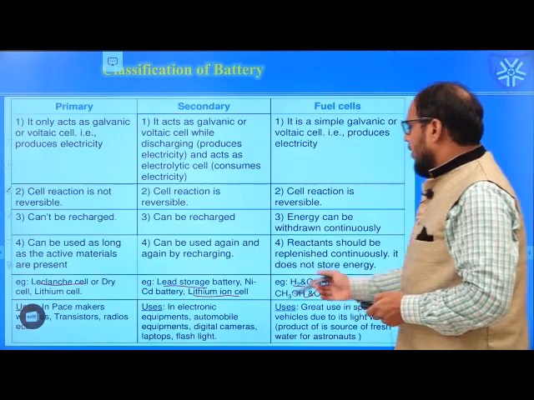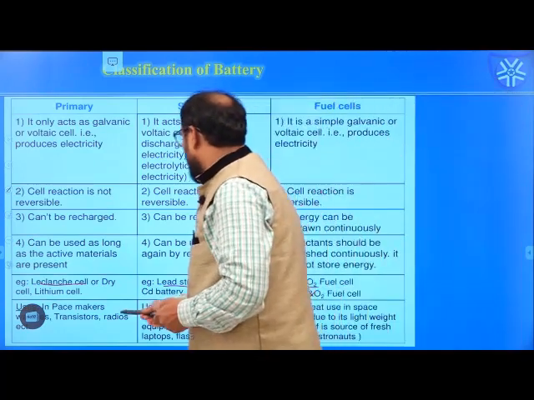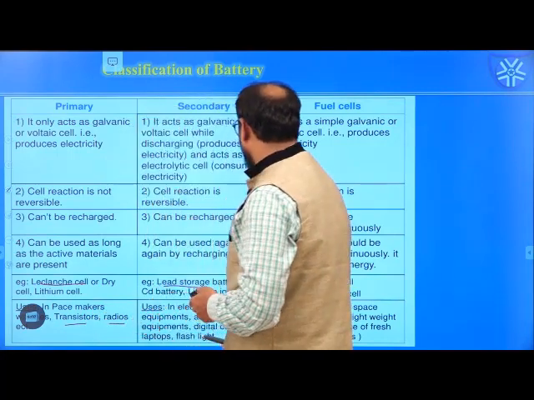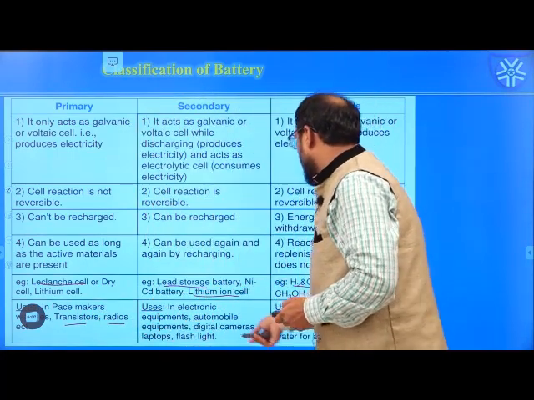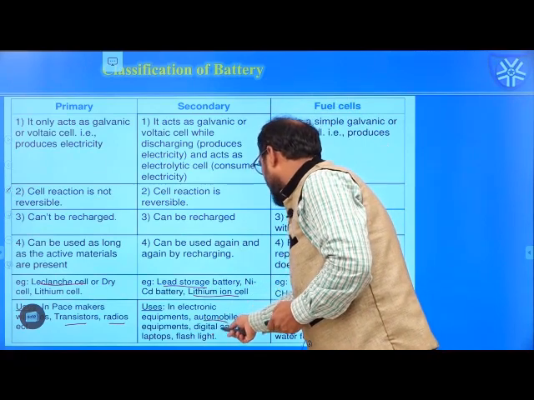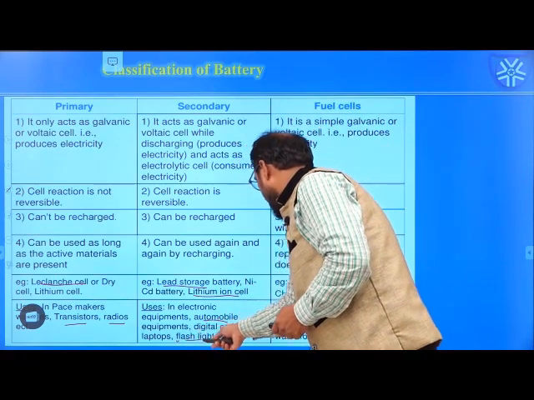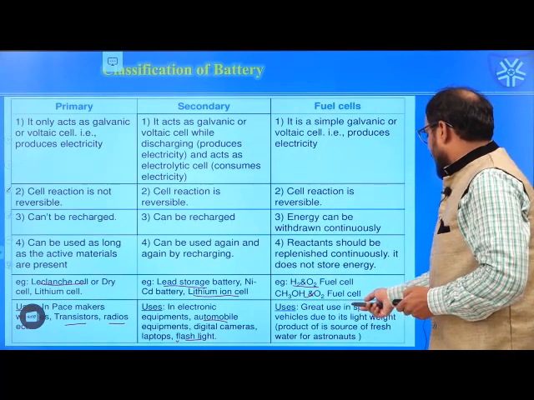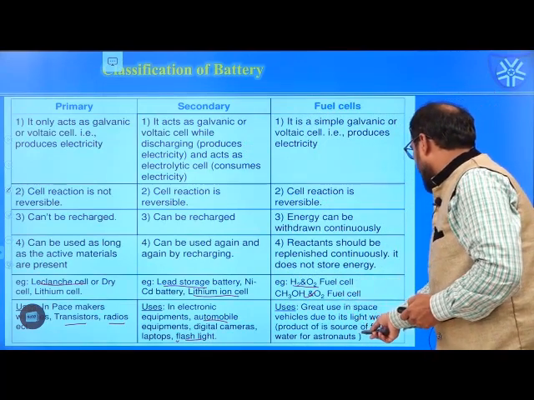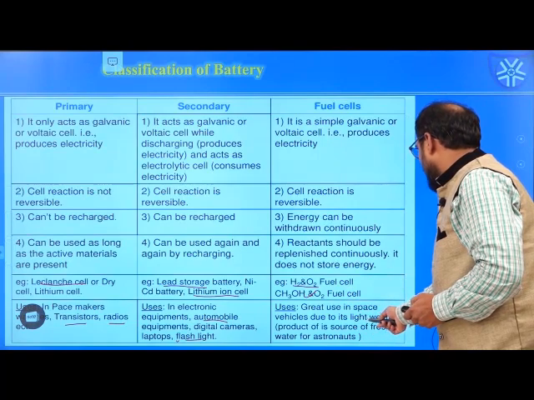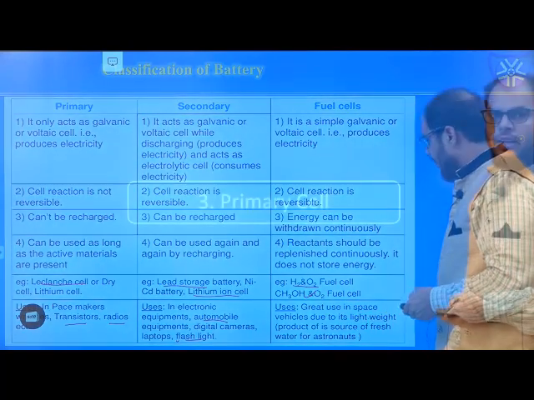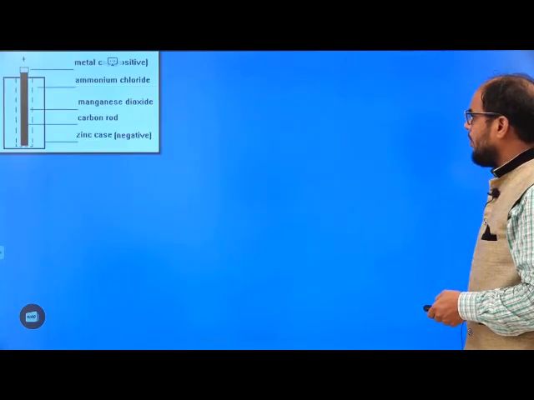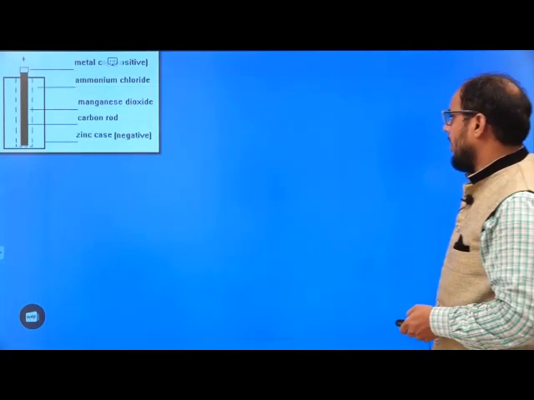Primary cells are basically used in transistors and radios. Secondary cells are used in digital cameras, automobile equipment, laptops as well as flashlights. The hydrogen oxygen fuel cell is mostly used in space shuttles. Coming to the next topic, the primary cell. Let us try to understand the basic construction of a primary cell.